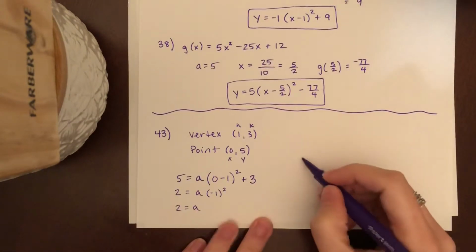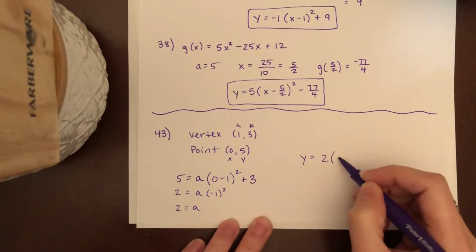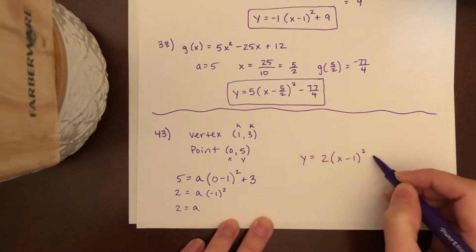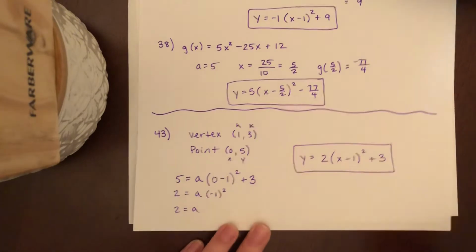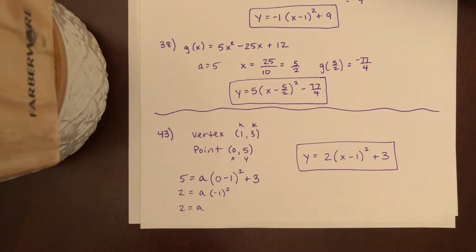So then put it all together. A comes first, and then our vertex. All right, so at this point, pause the video, try number 44. Okay, when you're ready to check your answer, press play.